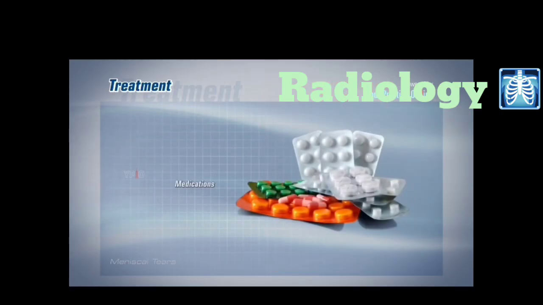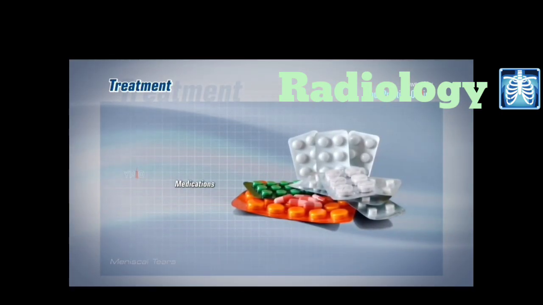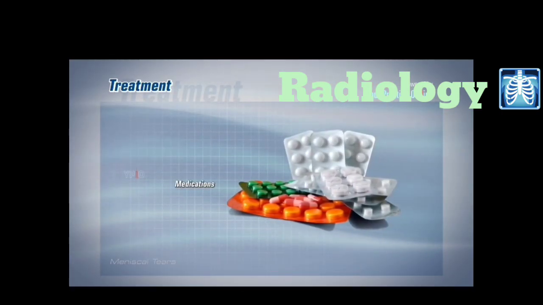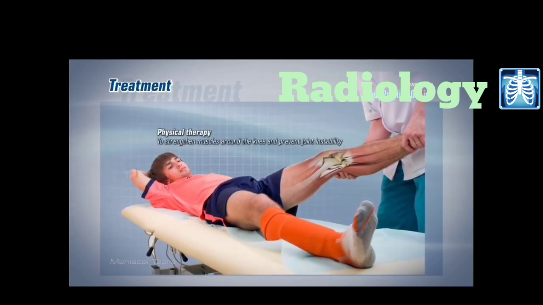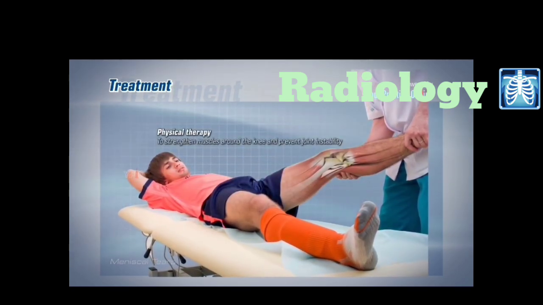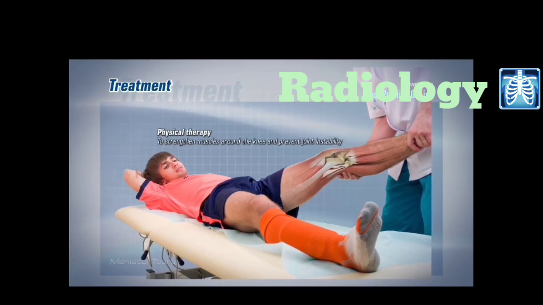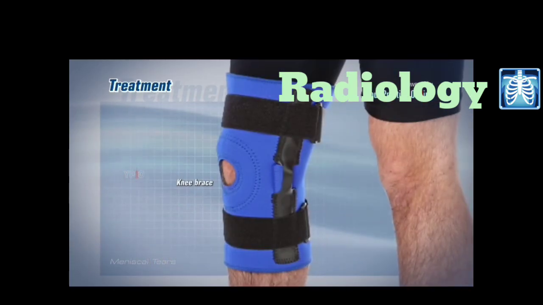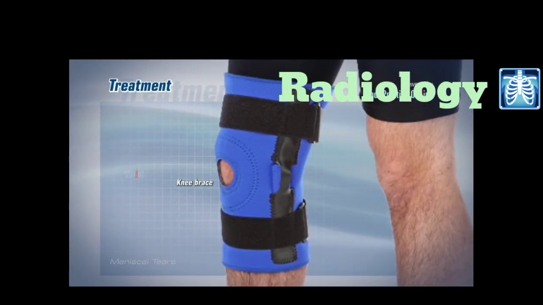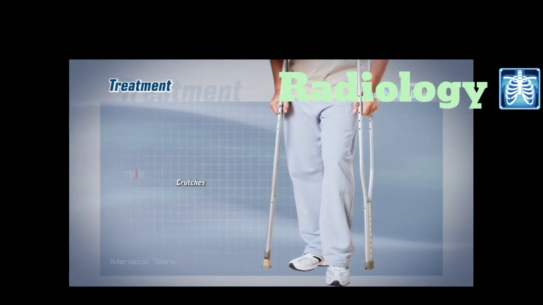Small tears can be treated conservatively with anti-inflammatory medications and physical therapy to strengthen muscles around the knee and prevent joint instability. A knee brace may be needed to immobilize your knee. You may need to walk with crutches temporarily to assist in limiting weight bearing.